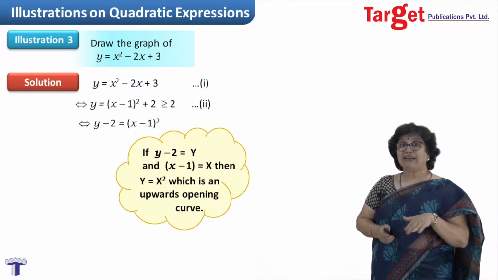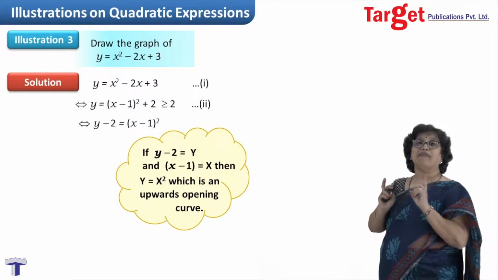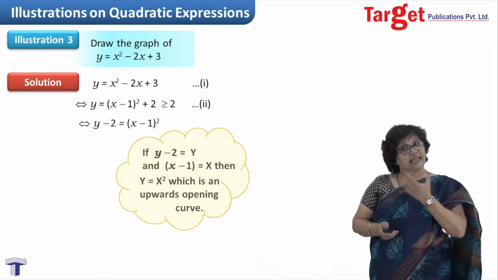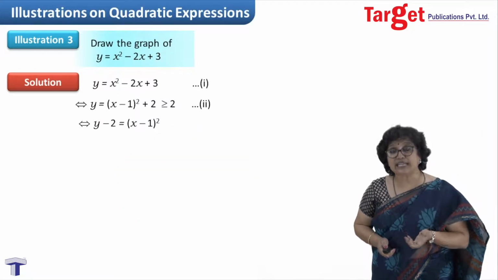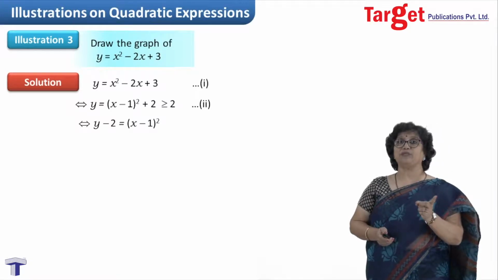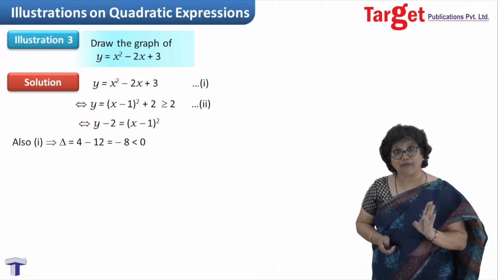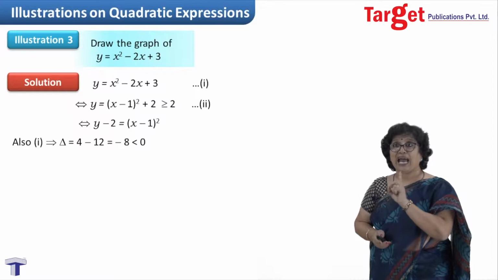And then you know that y equal to x square would be an upward-opening graph, and at least that much you know. And we realize that y minus 2 equal to (x minus 1) whole square is going to be an upward-opening graph whose minimum would be at 2.